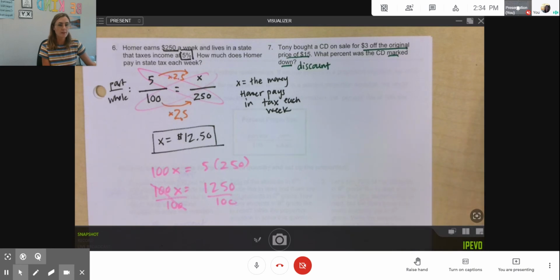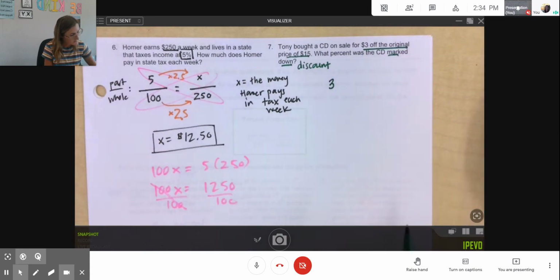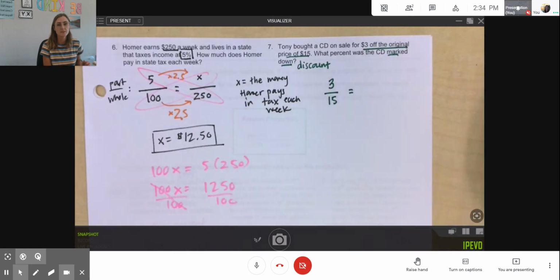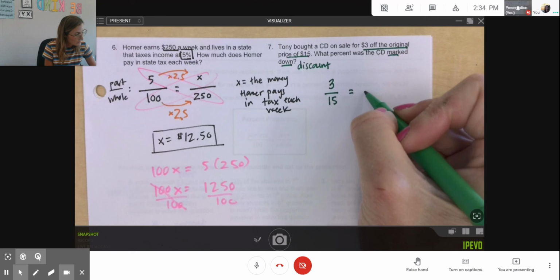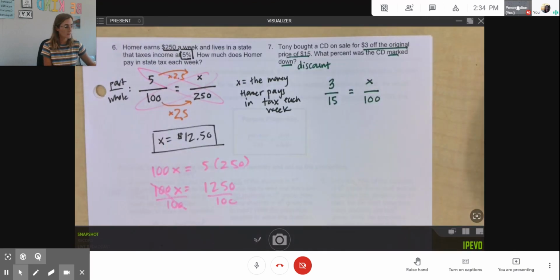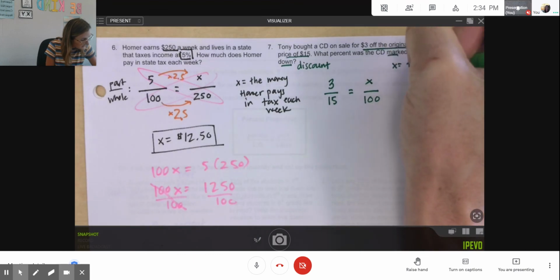Okay, so it says that the CD was $3 off of the original price of $15. So $3 out of the total cost of $15 is going to equal just the percent that it was discounted out of 100. So I want to see, okay, how much percent did I save? So X is the discount percent.